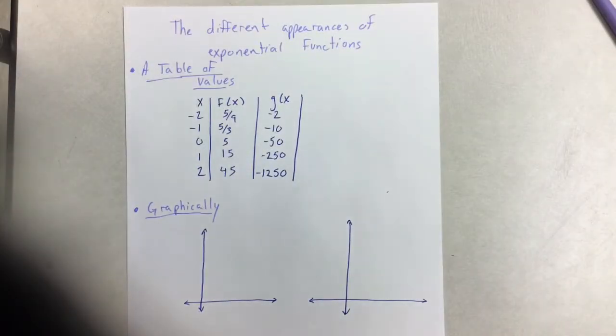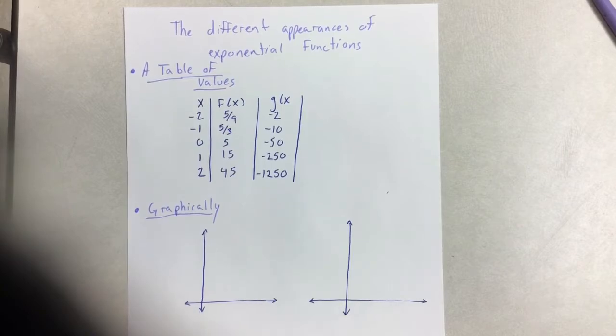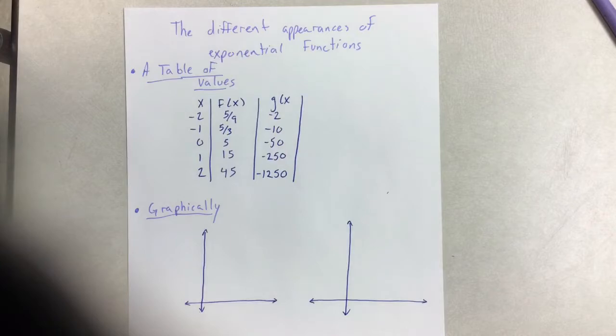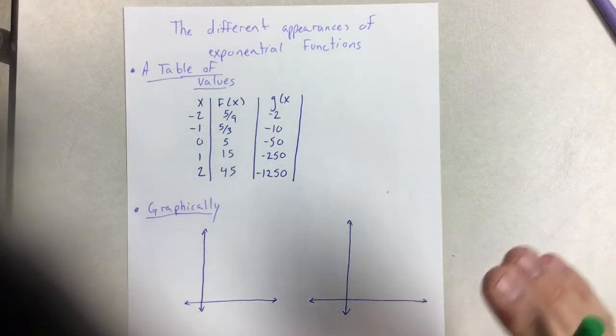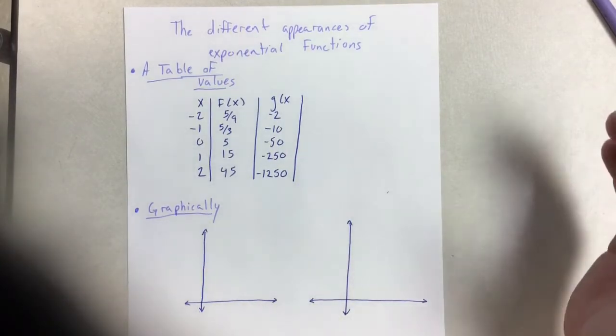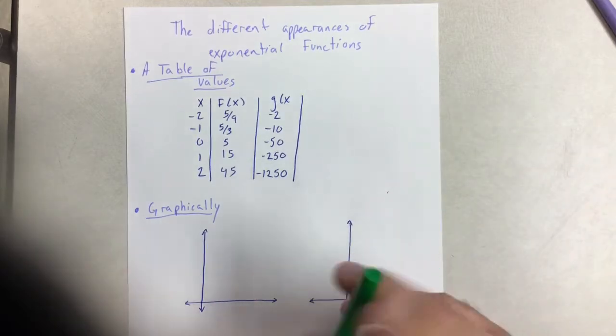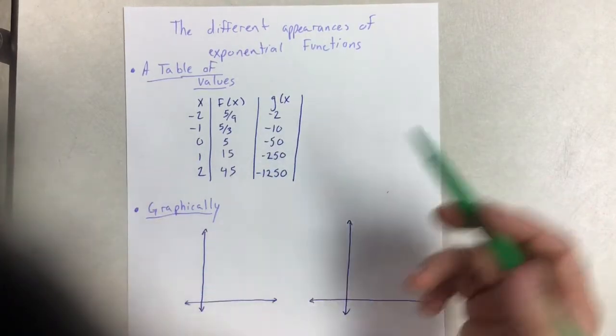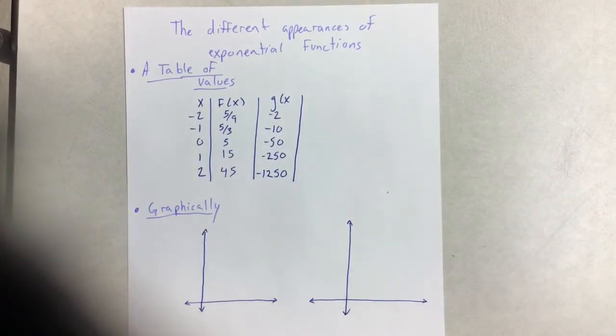And we're back. In this video, we're looking at how exponential functions can appear in a table of values and graphically. And then from there, we're going to look at how we can apply transformations to an exponential function. So let's say we have a table of values right here. Notice we have two different functions. We're going to examine each of them separately.